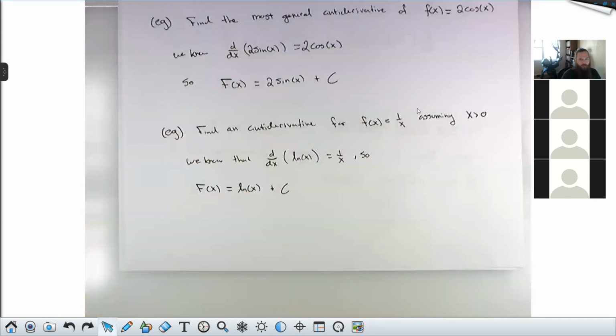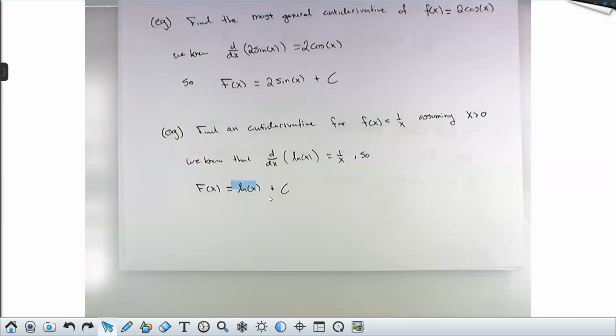So why the x greater than 0 assumption? What does this have to do with this? Because if x is negative, it's undefined. Very good. The natural log function is only defined on the positive numbers, right? The ln of -1, for example, does not exist. The ln of 0 does not exist.